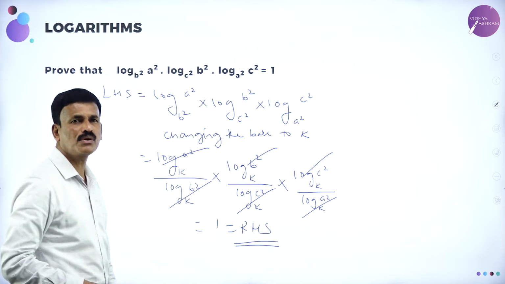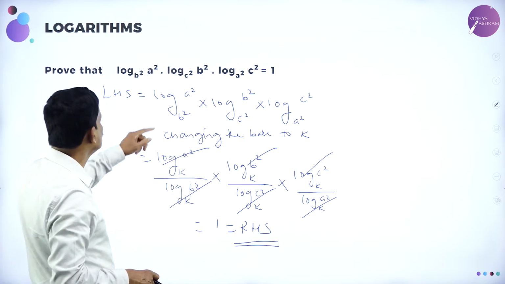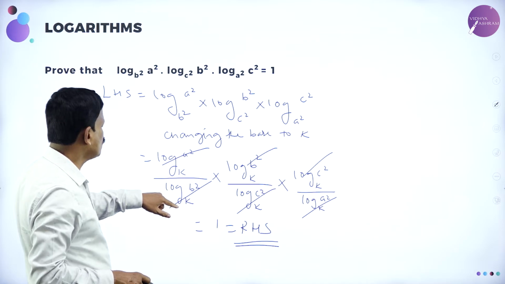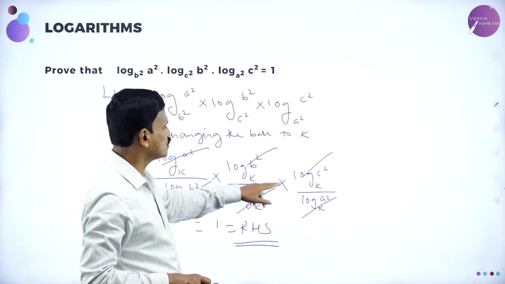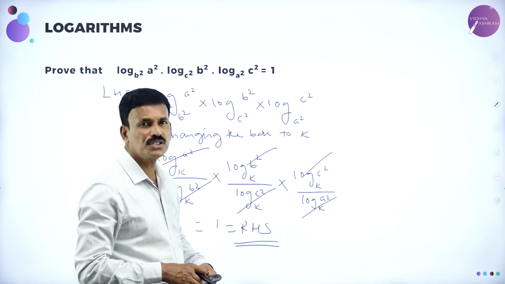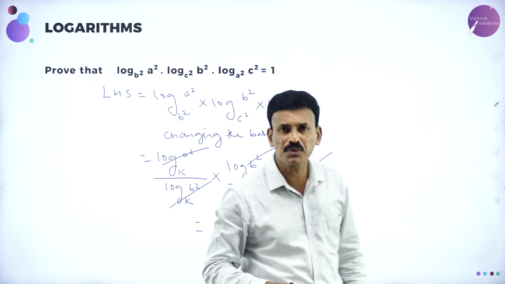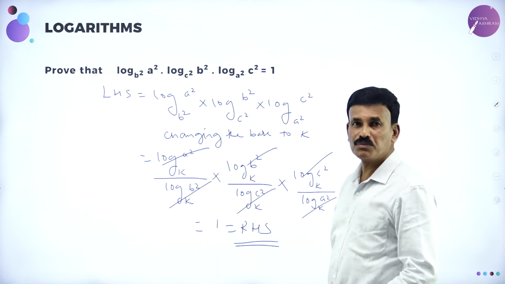That's it. Very simple problem for 3 marks. Just change the base to k. That's it. So log of a square by log of b square, log of b square by log of c square, log of c square by log of a square, everything gets cancelled. That's equal to 1 into 1 into 1 is 1. You will get 1 as the answer. That's it. Very simple problem indeed. Okay. Now let us come to the next problem.